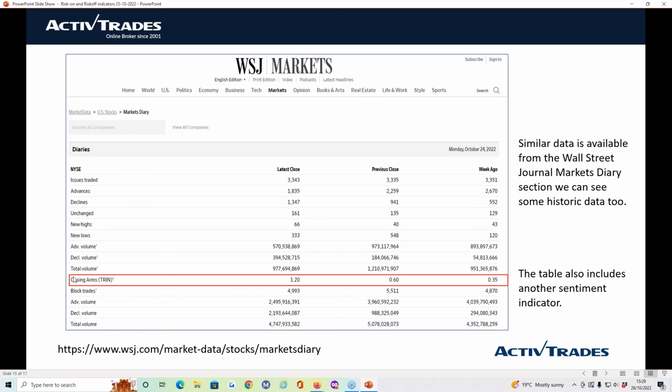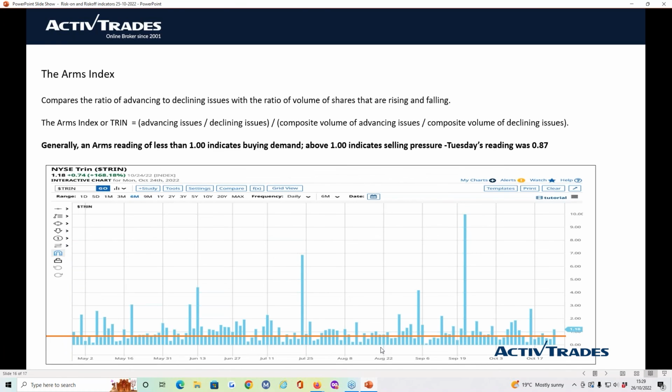Now, one interesting point to flag up about this page is this row here called the closing ARMS or TRIN. This is another of those long forgotten indicators, but I think it might be one that people start looking at a bit more regularly as they try and find indicators that are relevant and speak to them about what's going on in the market. The ARMS index or TRIN index compares the ratio of advancing to declining issues with the ratio of volume of shares that are rising and falling.